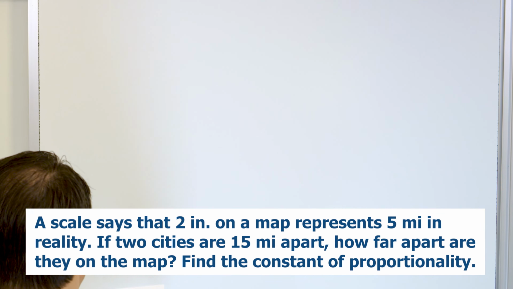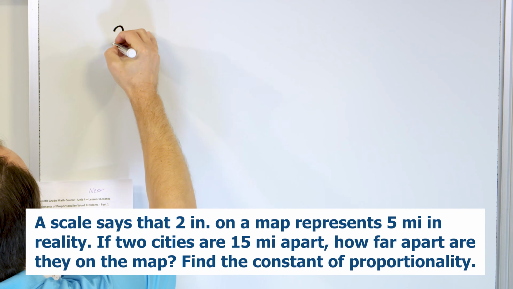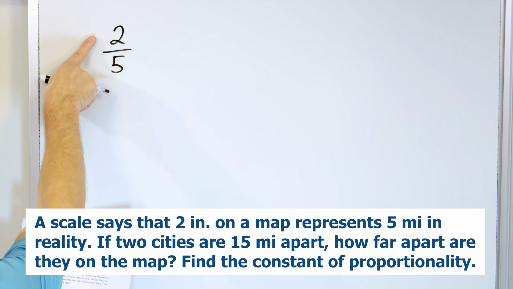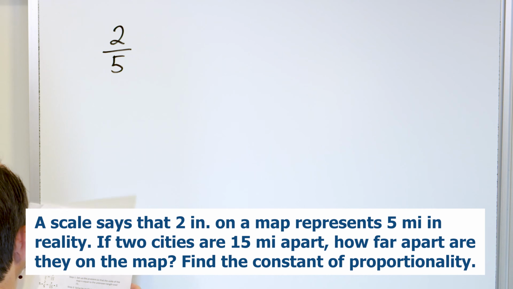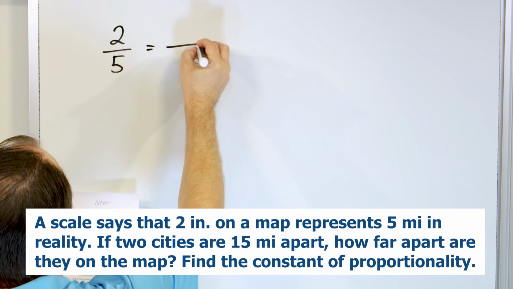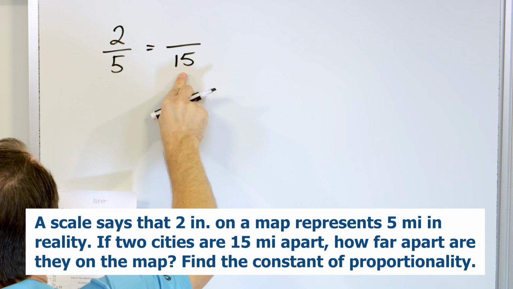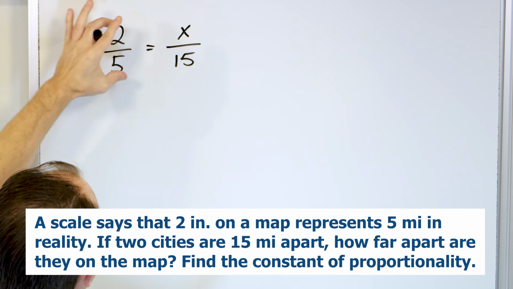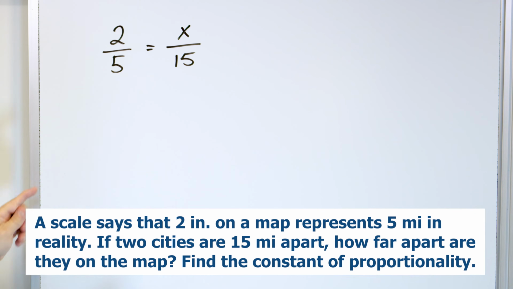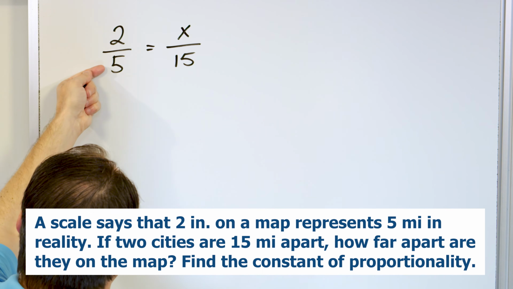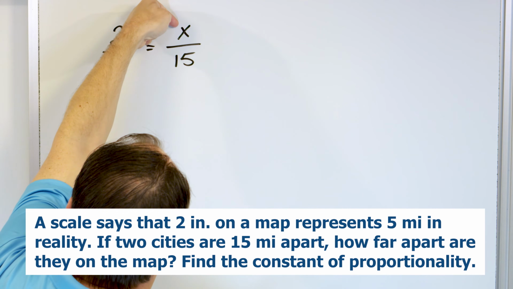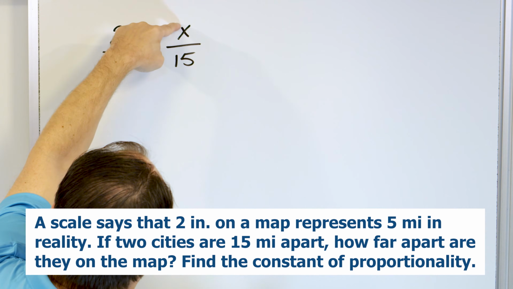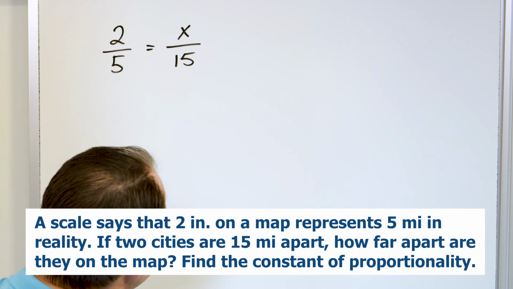So the problem says that I can go a distance of 2 inches on that map, which is related to 5 miles in reality. 2 inches to 5 miles in reality, right? If the distance between two cities is 15 miles in reality, reality goes down here, how far on the map is that distance? This is the proportion, the two ratios that must be equal, because it's 2 inches on the map to 5 miles in reality. How far on the map would 15 miles in reality be? Notice that the units are the same. Inches on the map are on the top, and miles in reality are down here.